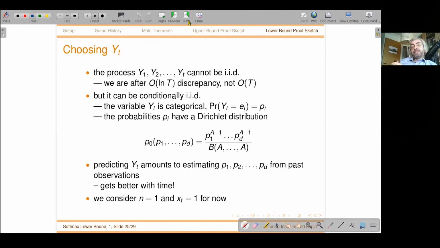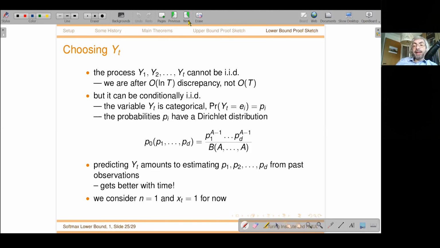Then, what is the process? We clearly cannot use the IID process because if it's IID, then it will be the same on every step, and we would get some result linear in time. And this is too good to be true. We can only get logarithm. But we can be conditional IID.